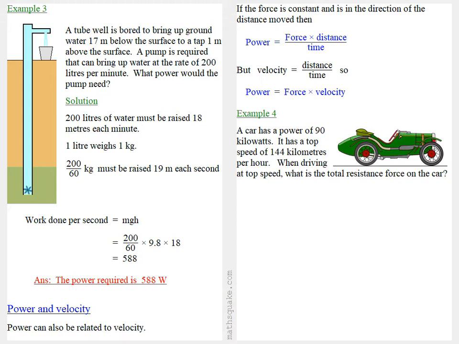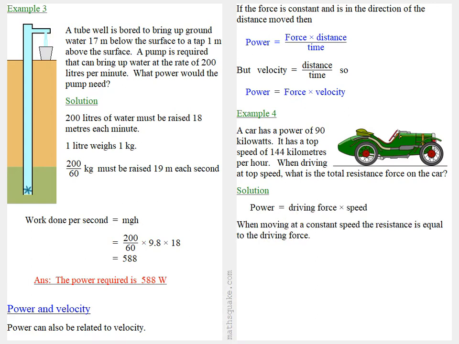A car has power of 90 kilowatts. It has a top speed of 144 kilometers per hour. When driving at top speed, what is the total resistance force on the car? Well, to solve this, power is driving force times speed. So when moving at a constant speed, the resistance is equal to the driving force. So the power is equal to the resistance times the speed.